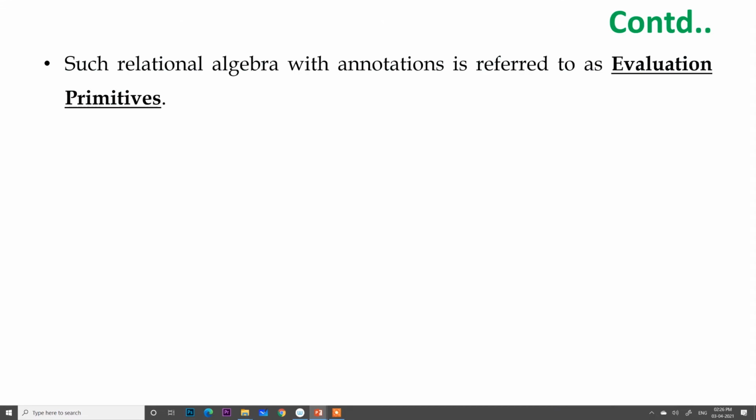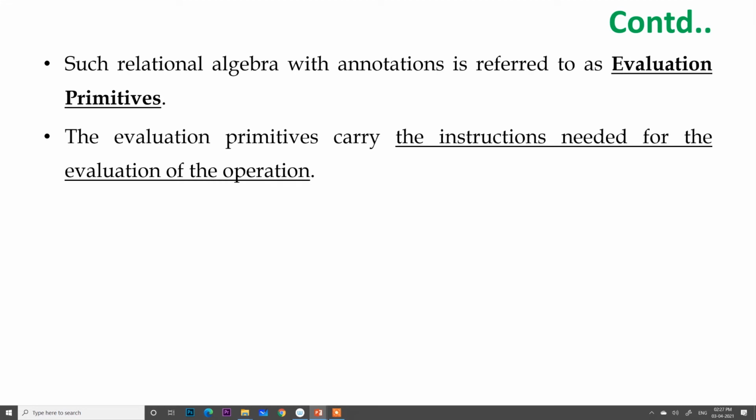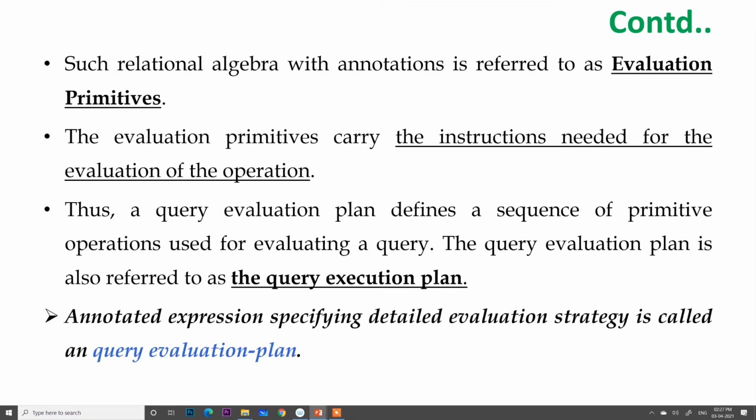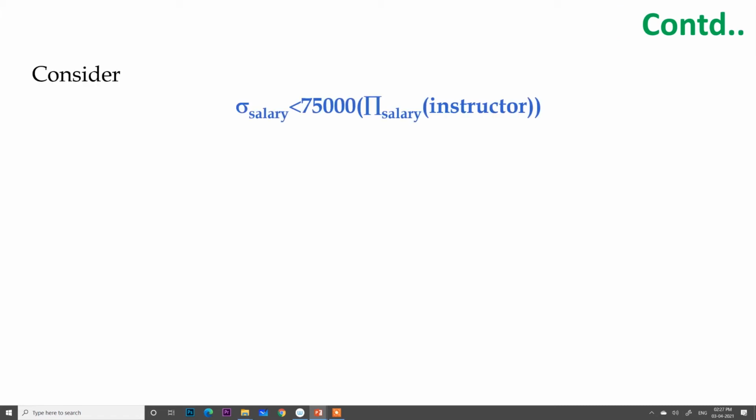Now we have seen the algorithms that are used for evaluating relational algebra. These relational algebra operations with annotations are called evaluation primitives. Evaluation primitives generally carry the instructions that are needed for evaluating the operations. So a query evaluation plan defines the sequence of primitive operations used for evaluating a query, and this is also called a query execution plan, right? This query evaluation plan is then fed into your evaluation engine for fetching your data from the database.